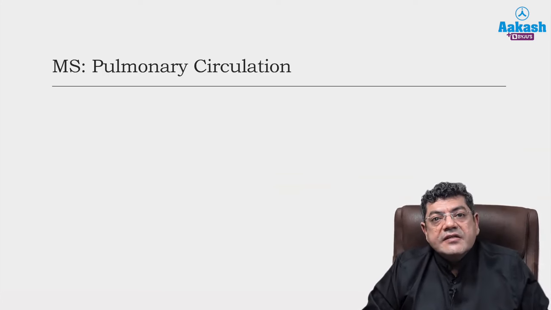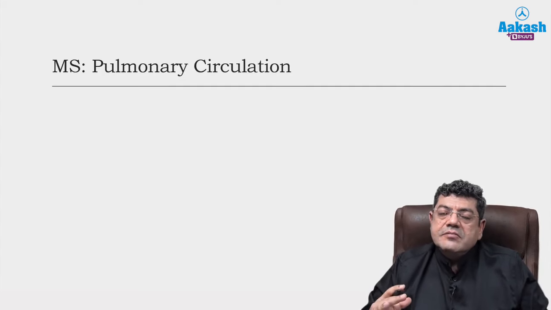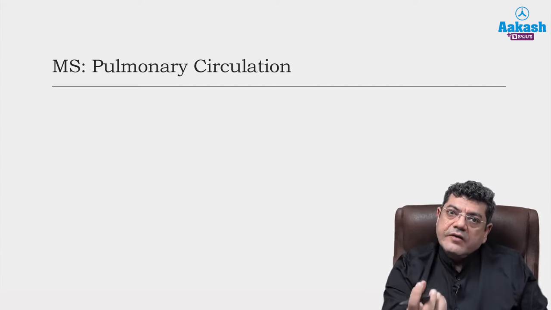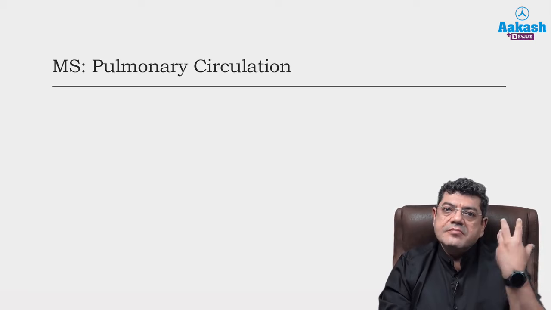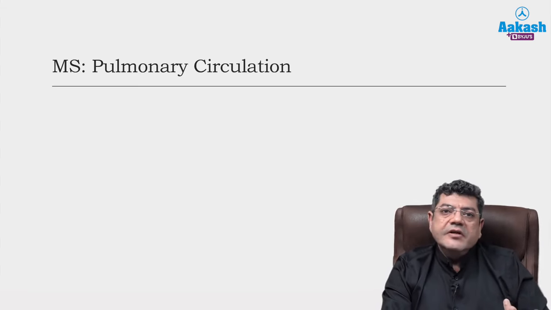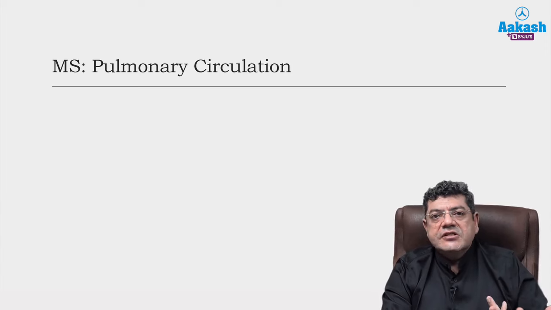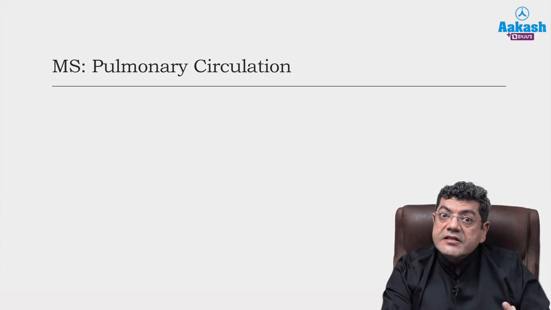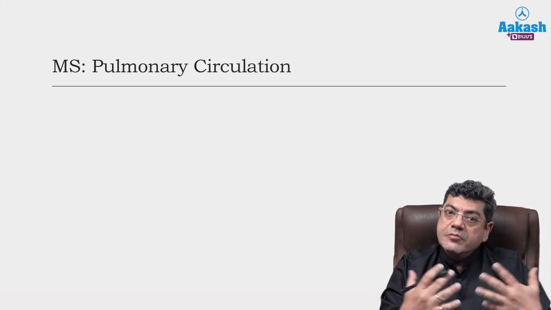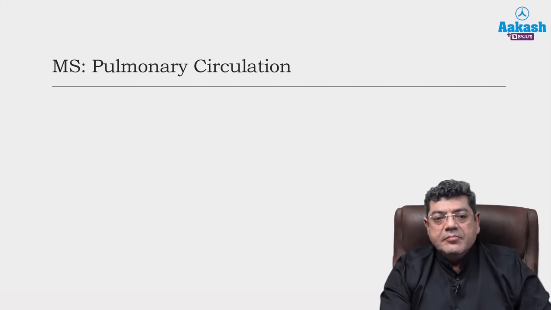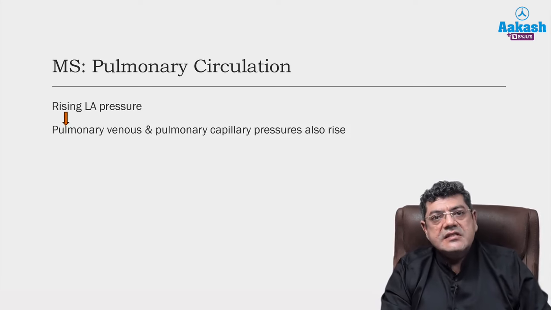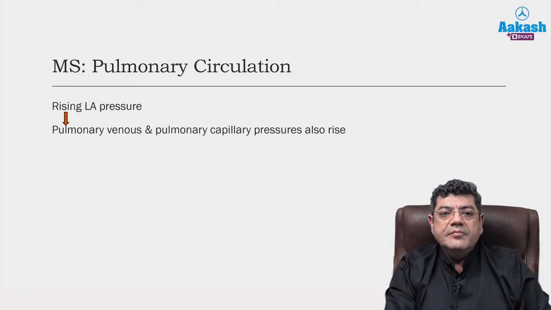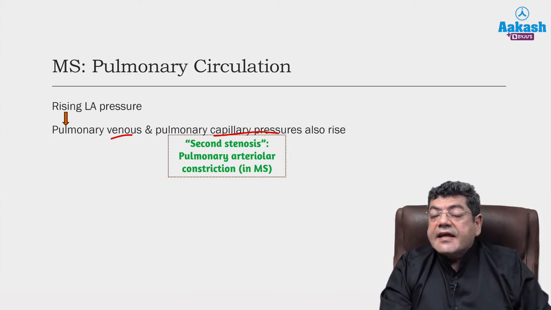The pulmonary circulation gets affected very early on in MS because all the blood volume that the left atrium cannot send to the left ventricle dams up or backs up into the pulmonary veins, right? And eventually these patients start to develop pulmonary hypertension. In early stages, they might have pulmonary edema and hemoptysis, and later on they develop pulmonary hypertension, right? So the left atrial pressure rises, that becomes a back pressure, and therefore pulmonary venous and pulmonary capillary pressures also rise. This is called a second stenosis.